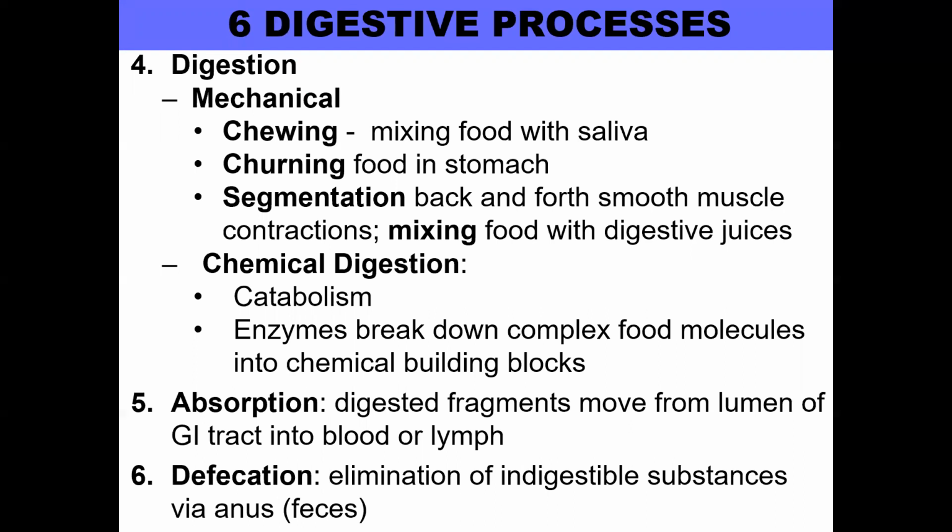Absorption is the movement of those chemical building blocks. So we're looking for glucose, we're looking for amino acids as the building blocks of proteins, and we're looking for fatty acids as the building blocks of fats. So these microscopic little tiny substances can then move from the lumen of the GI tract, which is the other term for alimentary canal, and it's a little bit shorter, so you'll see that too. It stands for gastrointestinal, which means essentially stomach and intestines.